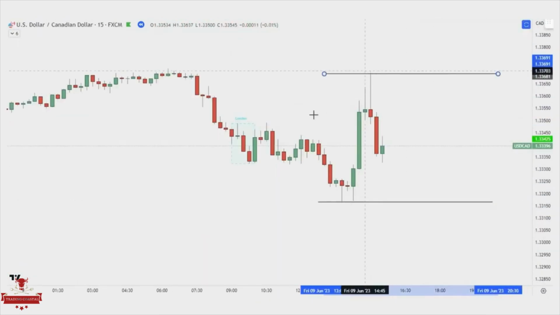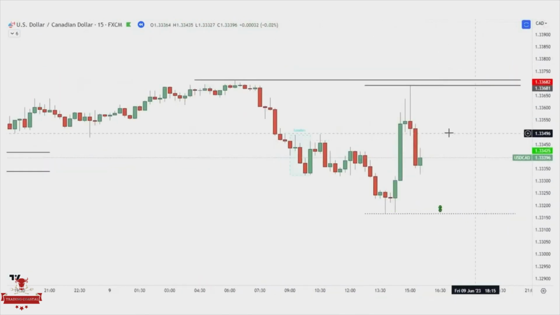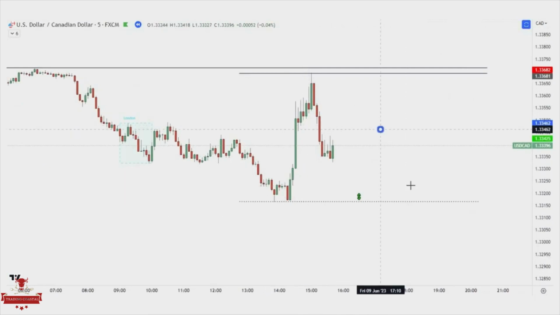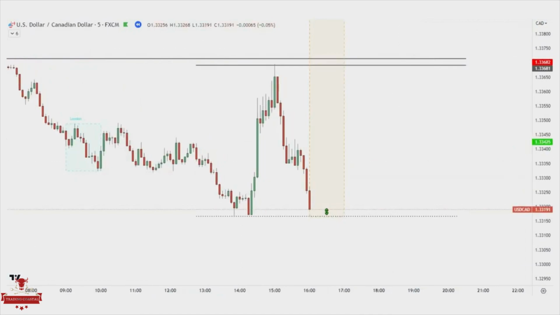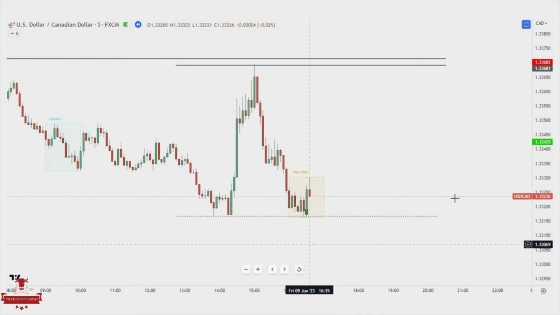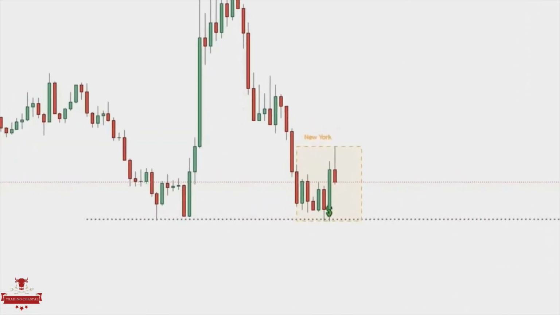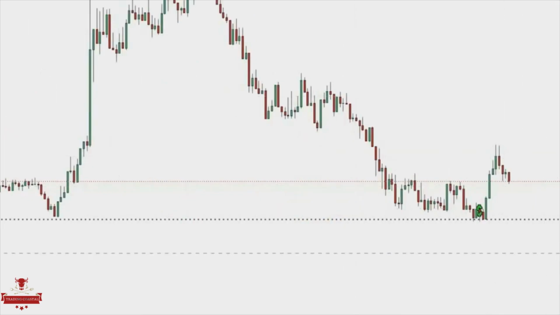Let's shift to the next setup. The currency pair is US dollar versus Canadian dollar. The same procedure. We are marking the buy side and sell side liquidity. During the first minutes of silver bullet time window, price dropped in downside direction, less than a pip below the sell side liquidity level. My mistake was that I considered this move as liquidity sweep.